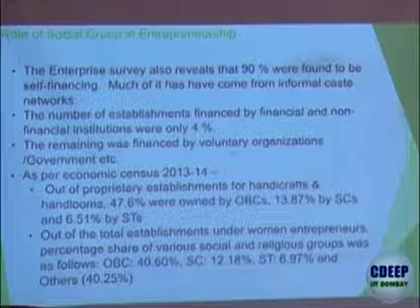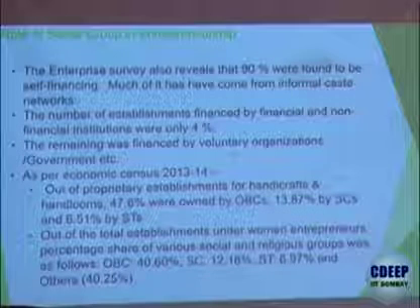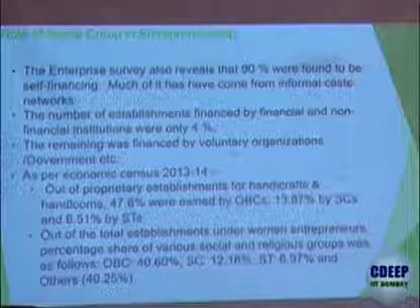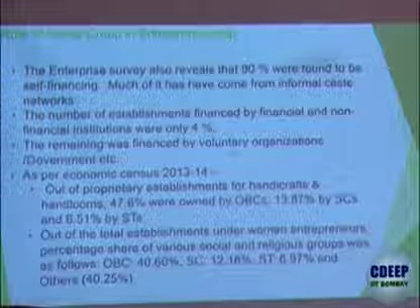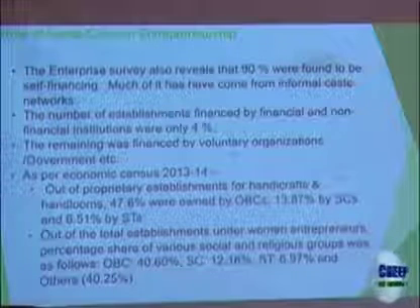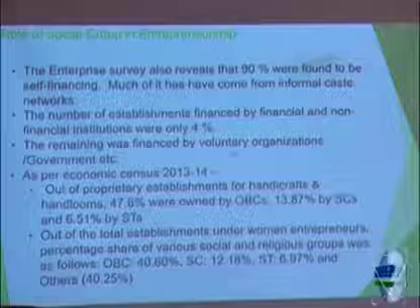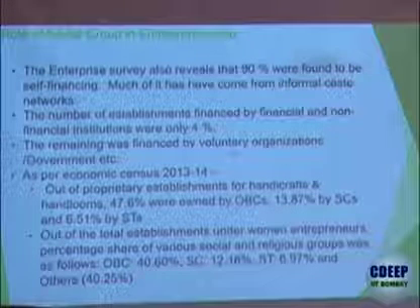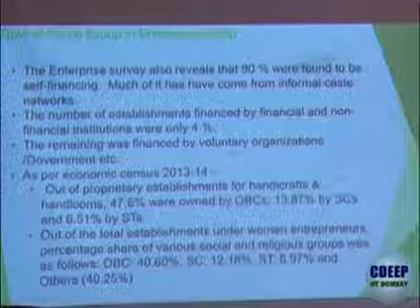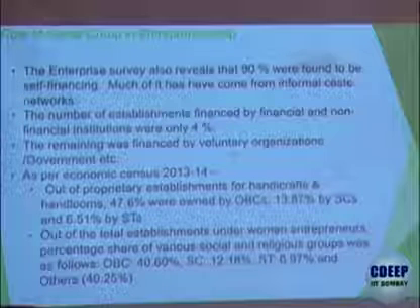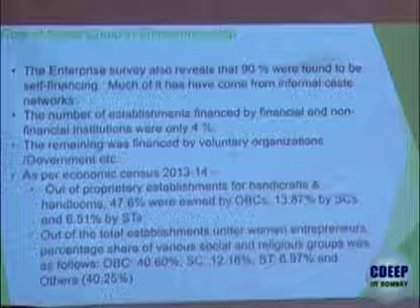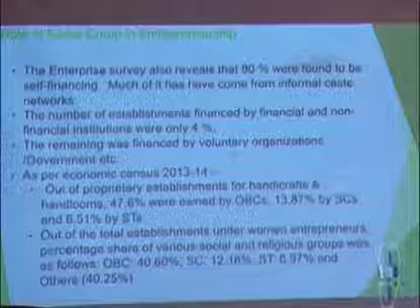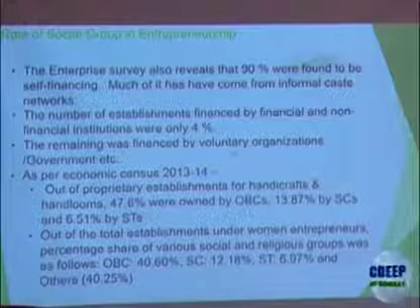The enterprise survey also reveals that 90% of these were found to be self-financing, and it came from informal caste networks, and the number of establishments financed were only 4%. So the recent data that we could find from the census of 2013-14, that out of the total establishments in handicraft and handlooms, 47.6% was owned by OBCs, and out of the women entrepreneurs, maximum were owned by OBCs, as you can see, nearly 41%.